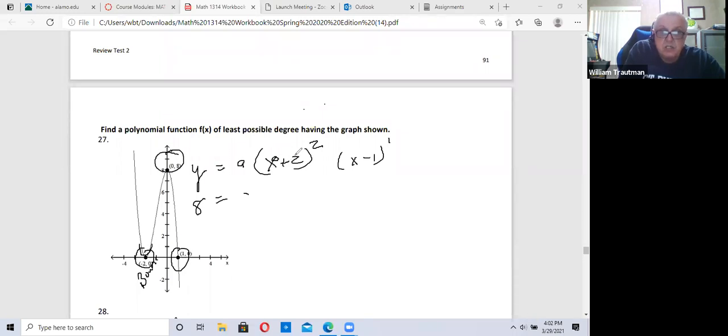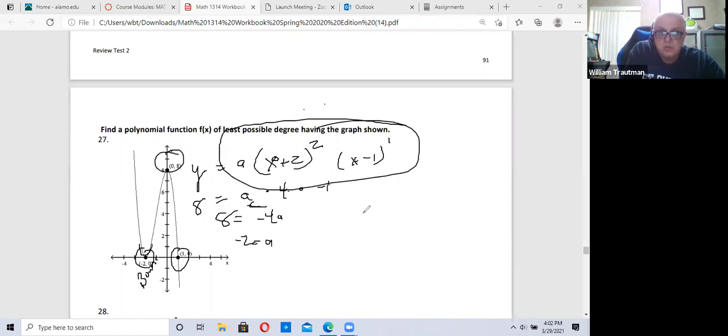Put 0 here, 2 squared is 4. And then I put a 0 here, I get a -1, and all this is multiplied. So 4 times -1 is -4a. Take the -4 to the other side by dividing, and a equals -2. So the correct answer is this. Instead of a, you put a -2 there.